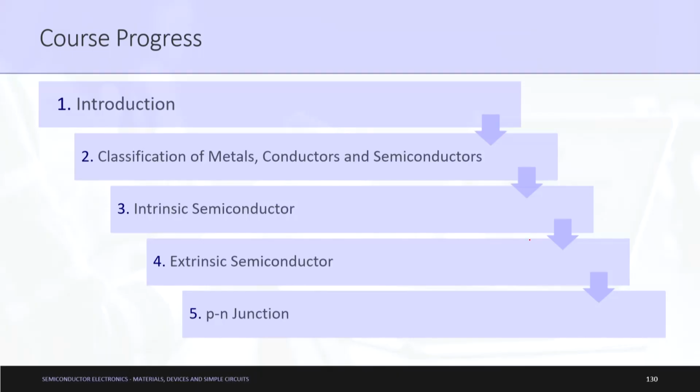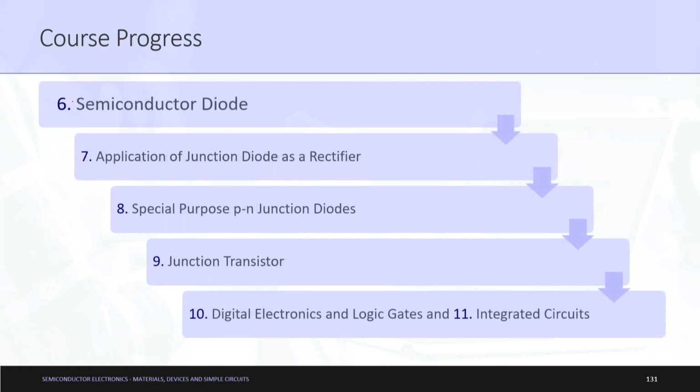So, just the final course progress. We started with introduction. Then we went to classification of metals, conductors and semiconductors. Then we went to intrinsic semiconductor, the purest form. Then extrinsic semiconductor, in which doping is used. Then p-n junction, in which depletion region is formed. Semiconductor diodes have been explained. The next was application of diode as a rectifier, so full wave rectifier, half wave rectifier, etc. were explained there. Next was special purpose p-n junction diodes, in which we understood Zener diode, photodiode, solar cells, etc.